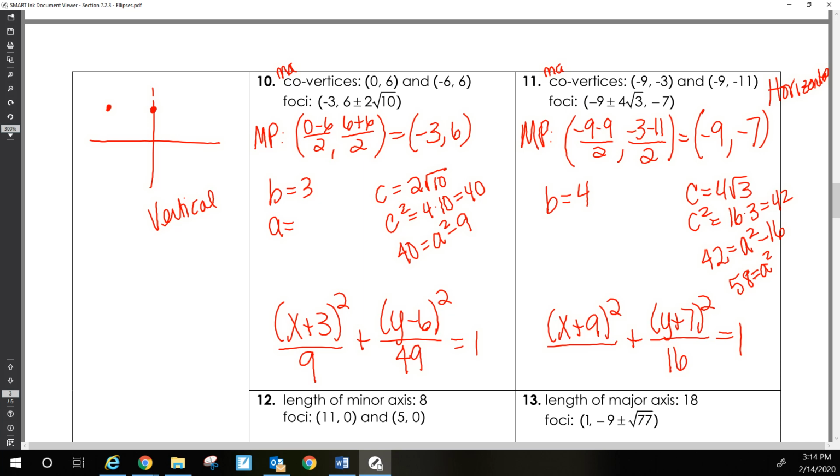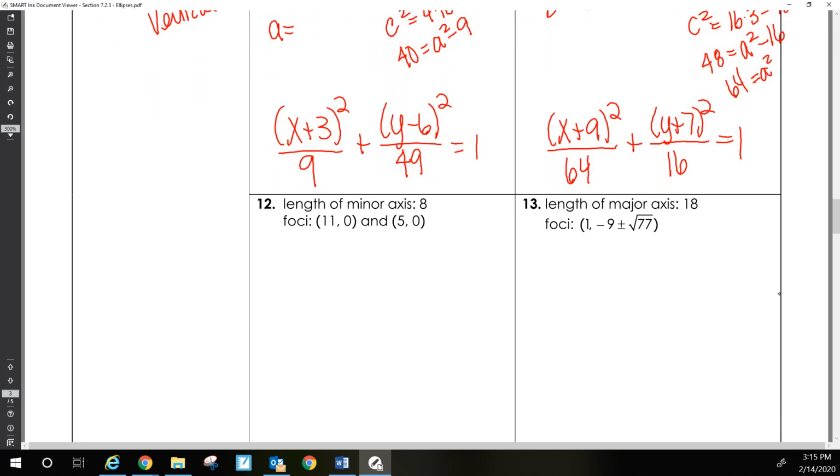Oh, 16 times 3, I hope you're screaming at me. That's not 42, Miss Harris, that's 48. So this is going to be equal to 48. 48 plus 16 is equal to 64. And since it's a horizontal axis ellipse, that's going to go under our x's. All right, I'm 0 for 2.